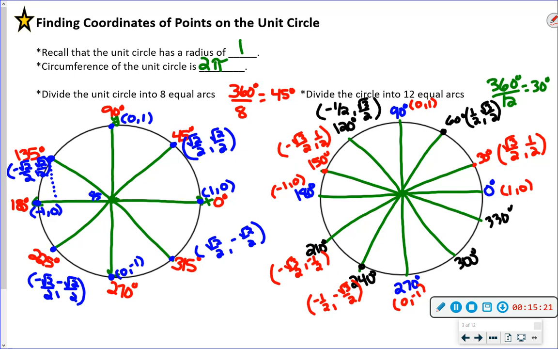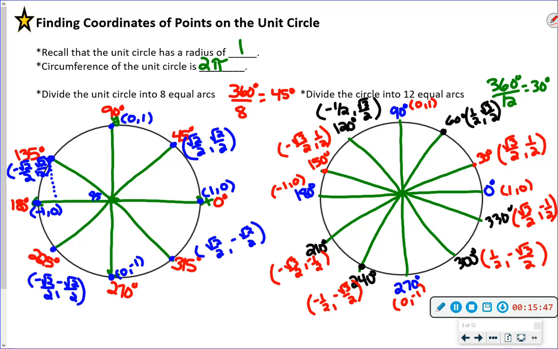Okay, same for your 300. We can just reflect your 60 point. So you're still going to be positive 1/2, but your root 3 over 2 becomes a negative. I feel like this looks like a foreign language. I don't care. Okay, 330, I'm going to reflect the 30. So you're still going right, so positive root 3 over 2, but the half becomes a negative.